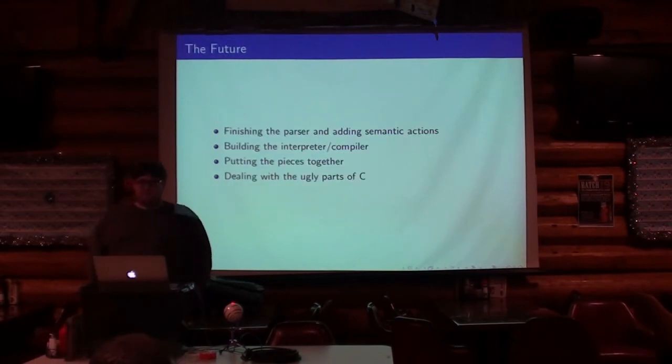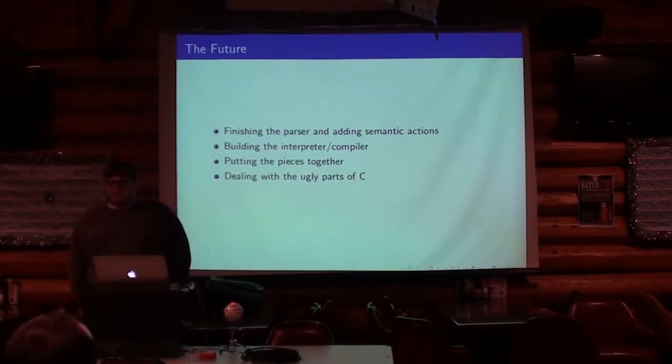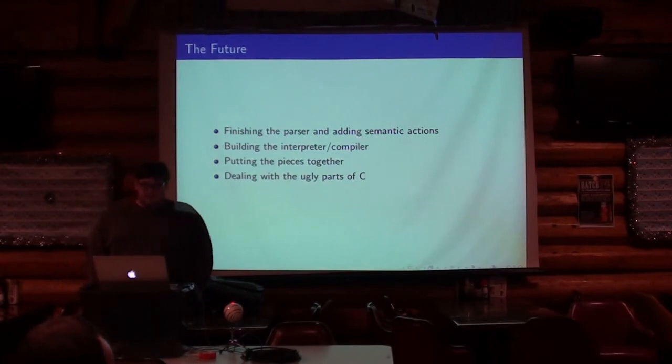The future, what have I done so far? I've gotten a fully written parser with no semantic actions. I also have a half-written one, which stripped out the unnecessary things from C, like no typedefs, no preprocessor, things that make C sort of context sensitive and really messy. I still need to build the interpreter, compiler, whatever I'm doing, put all these pieces together, and then eventually, once I have the core of C working, I can start dealing with other parts of C.